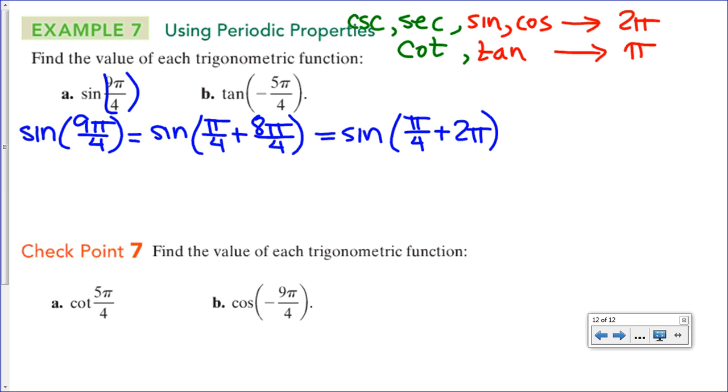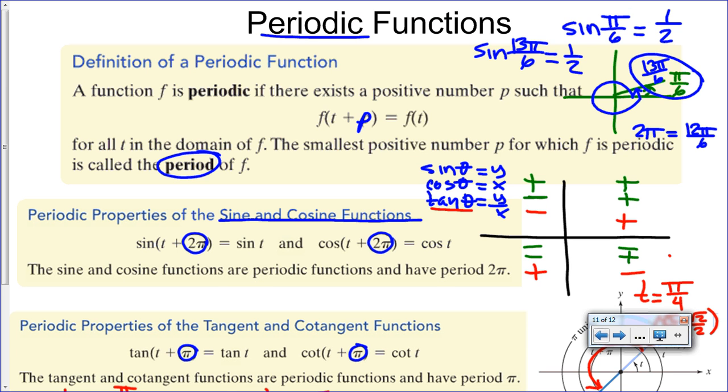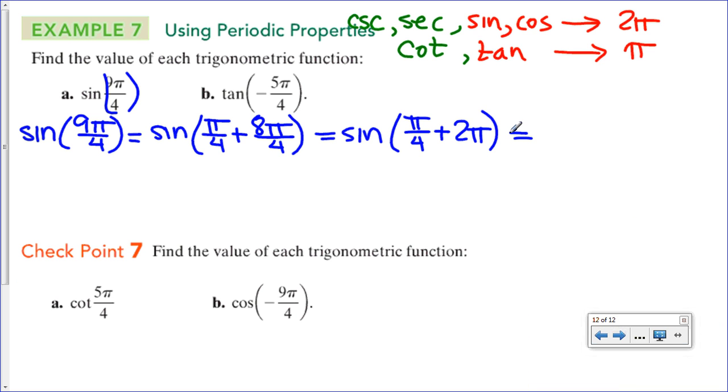So because of this property here, we will say that this will be equal to the sine of pi over 4. Why? Because after 2 pi, the values just keep repeating. So what is the sine of pi over 4? We know that, right? Square root of 2 over 2. Thank you. That's square root of 2 over 2. All right, let's do the next one.